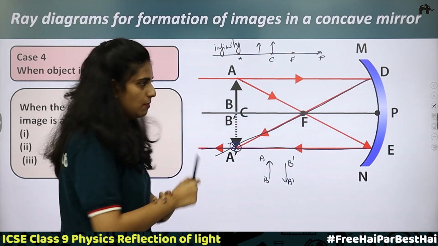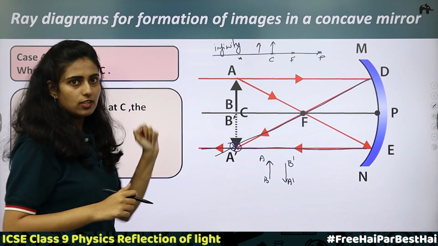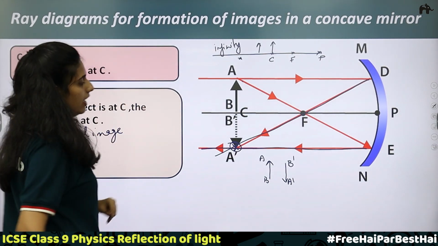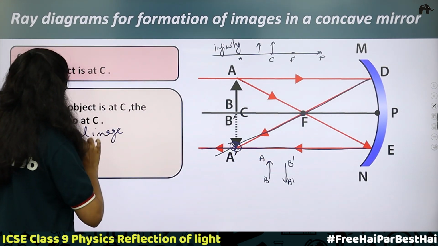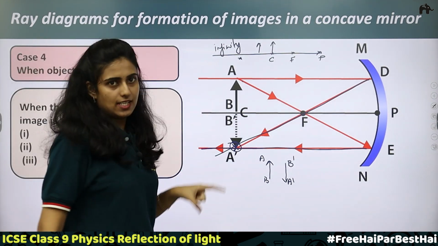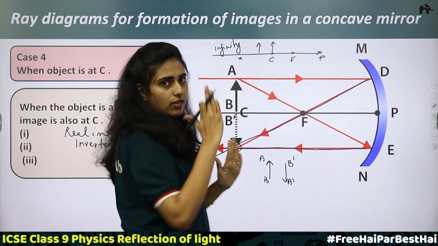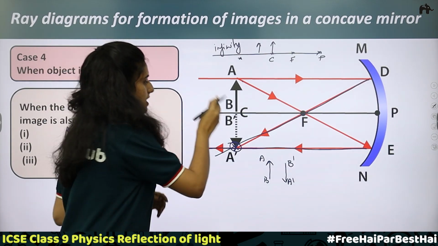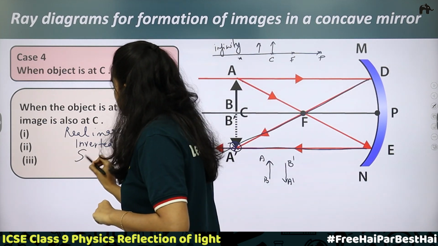Now what are the properties of the image? Is it a real image or virtual image? You can see it is a real image. It can be obtained on the screen. Next, inverted or erect. Here AB has changed to B dash, A dash, which means it is inverted, as real images are always inverted. What about the size? You can see that the size is the same. This is the only case when you place an object at the center of curvature, you will get an image at the center of curvature, of the same size as that of the object.